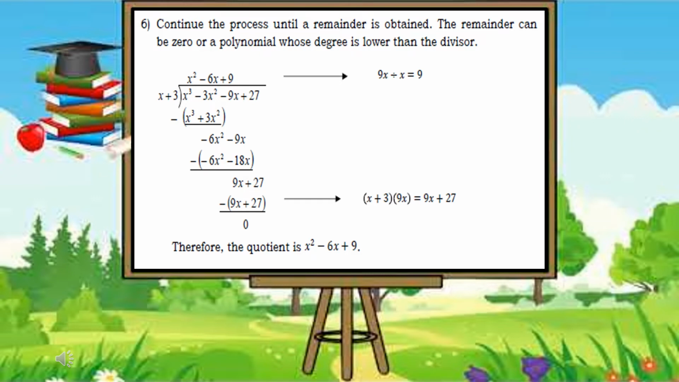That will give us positive 9. So 9 times x will give you positive 9x. 9 times positive 3 will give you positive 27. And then we're going to subtract. Our quotient is x squared minus 6x plus 9.